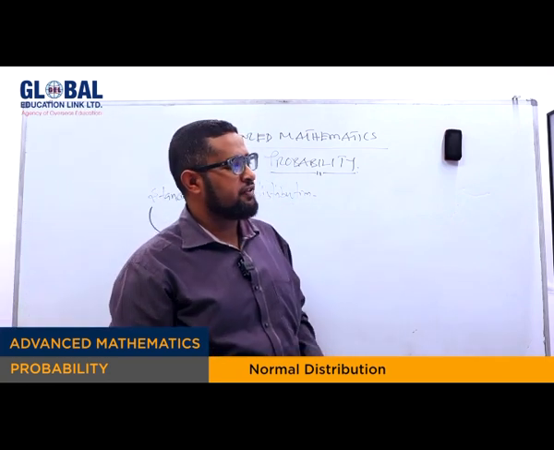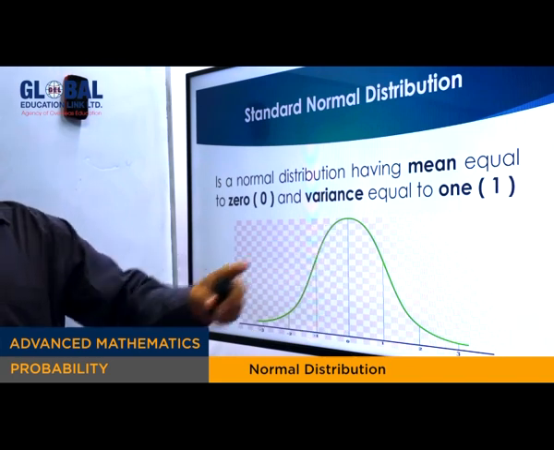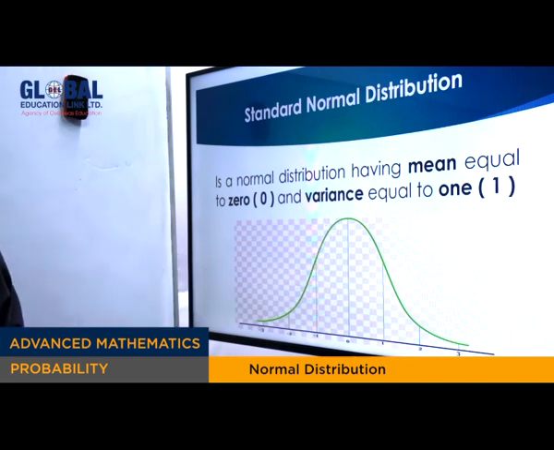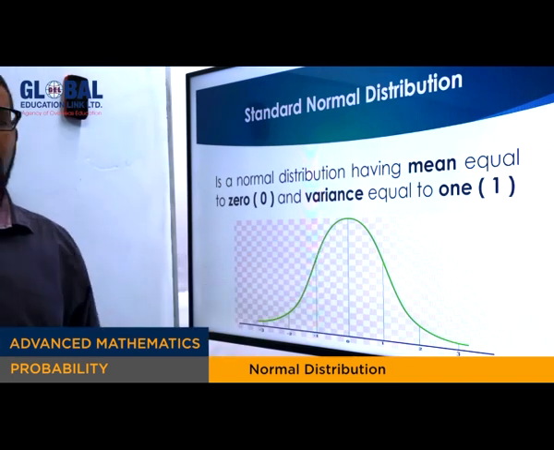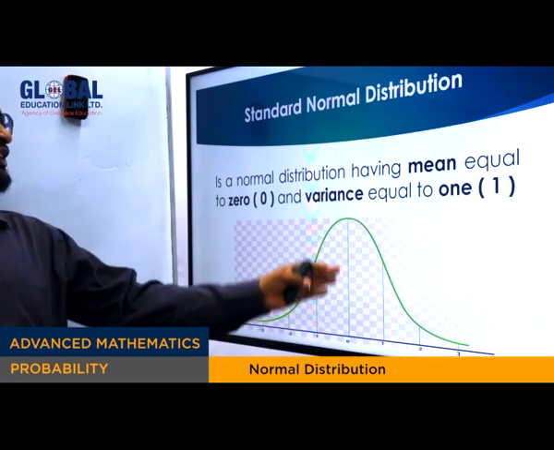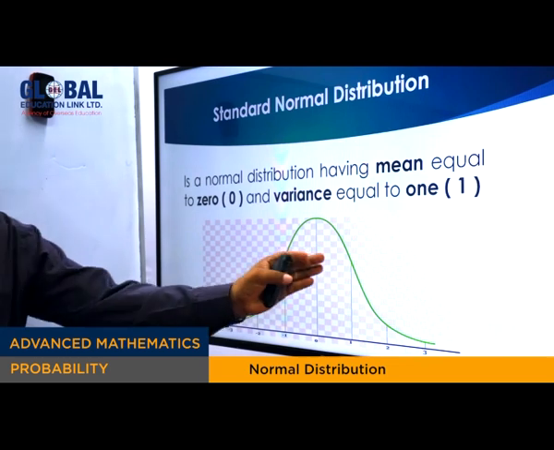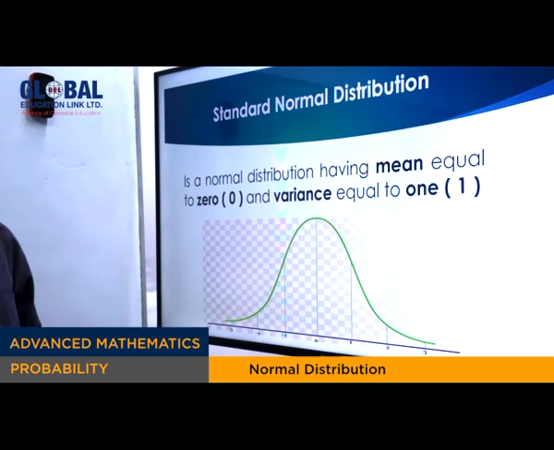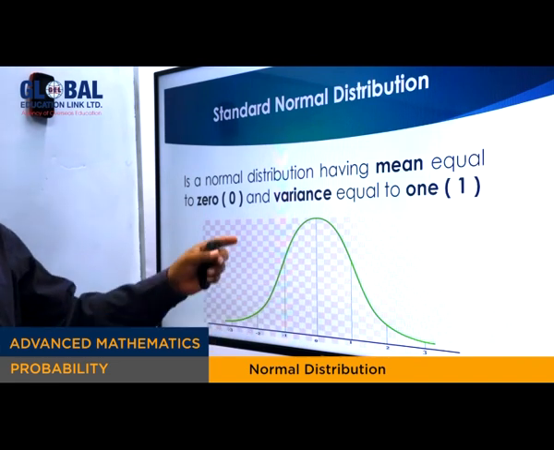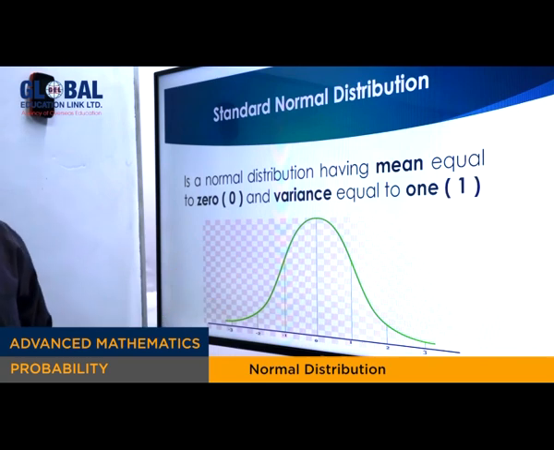As you see its graph here, the graph is like a bell-shaped diagram. Now when we say the mean, this line is crossing or dividing the curve into two parts, the right part and the left part. This is what we call the standard normal distribution, my dear student.